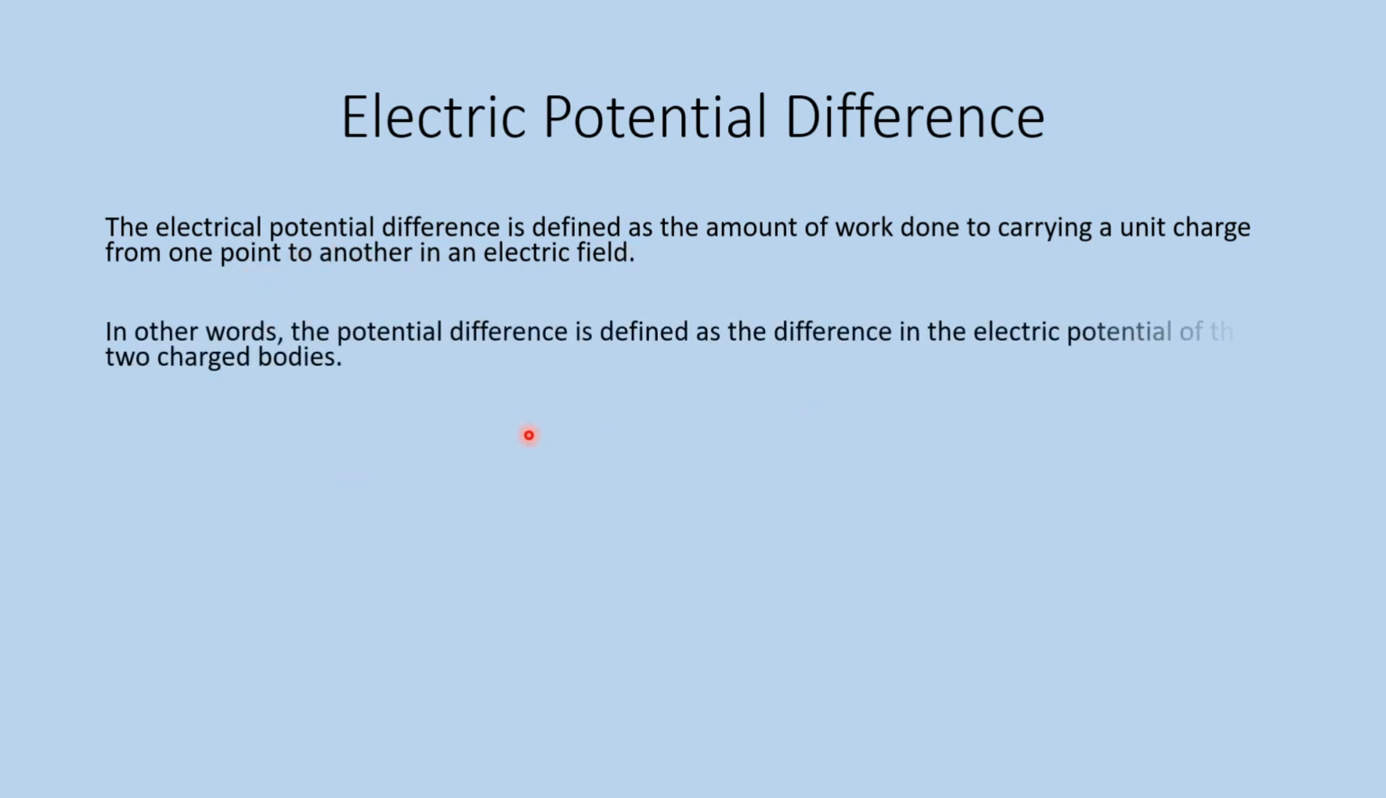So in other words, the potential difference is defined as the difference in electric potential of two charged bodies, or between two charged positions. So if we have a charge and we use the formula V equals KQ over R to calculate its electric potential at a position, its electric potential at a different position will be different. And the unit for electric potential difference is the same as the unit of electric potential, which is volts, and it is symbolized by V.